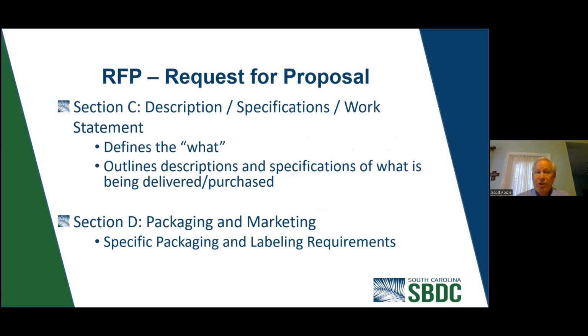Section C is the description and specifications. It's the work statement, the statement of work. It defines the what: what's going to be delivered and what we're going to purchase. It lays it out, asking are you able to do this? And you write your technical report to that Section C in your proposal. Section D is the packaging and marking. If there are any specific packaging and label requirements, look at that section where it'll have it laid out for you.